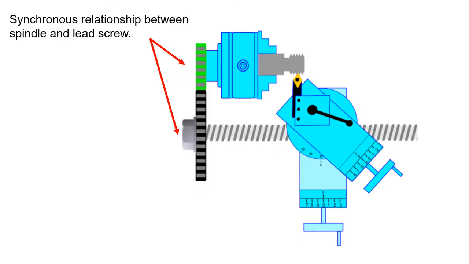For screw cutting to be possible on a lathe, there needs to be a synchronous relationship between the spindle and the lead screw. The synchronous relationship is established through the use of change gears, a gearbox, and of course the lead screw. Most lathes will have a gearbox and spare change gears with instructions on how to manipulate the ratio of the synchronization of the spindle and lead screw.